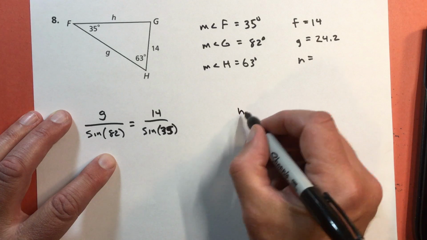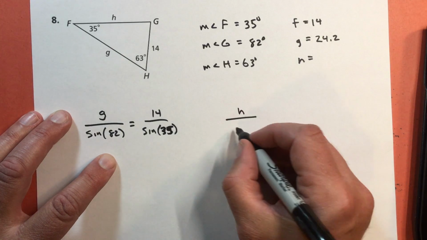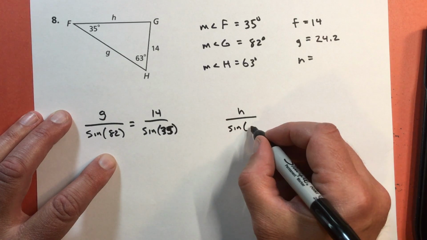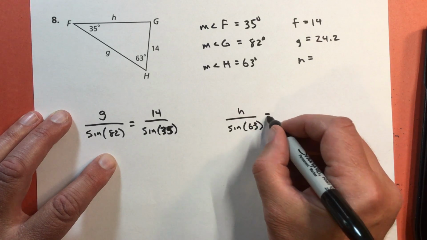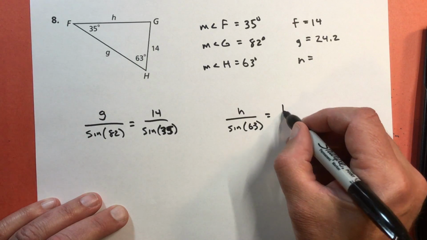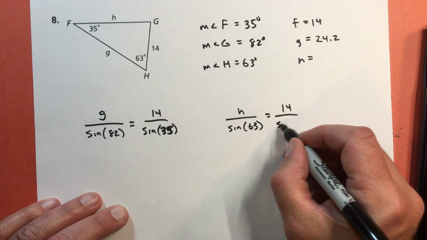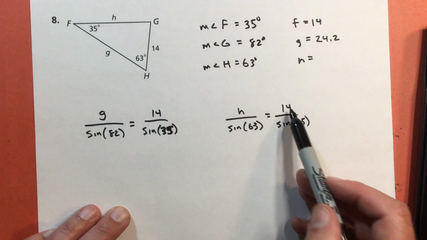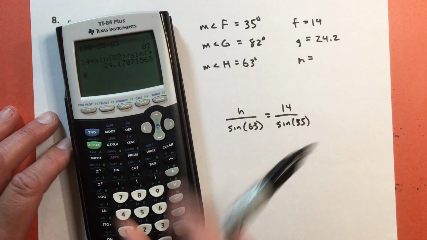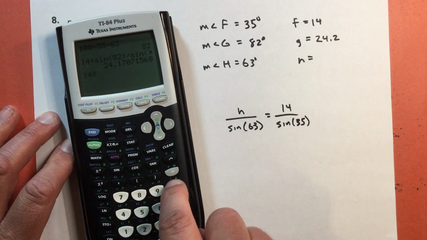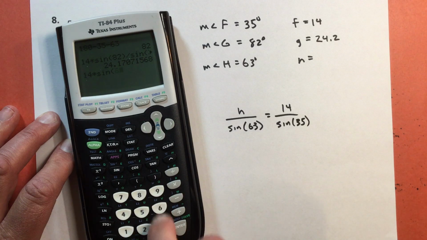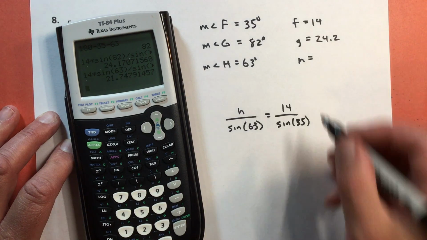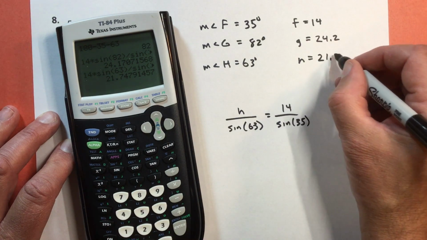And to solve for H, side H over the sine of angle H, which is 63 degrees. And that's still going to be equal to 14 over sine 35, which is side F over sine of angle F. 14 times sine 63 divided by sine 35. And we'll call it 21.7.